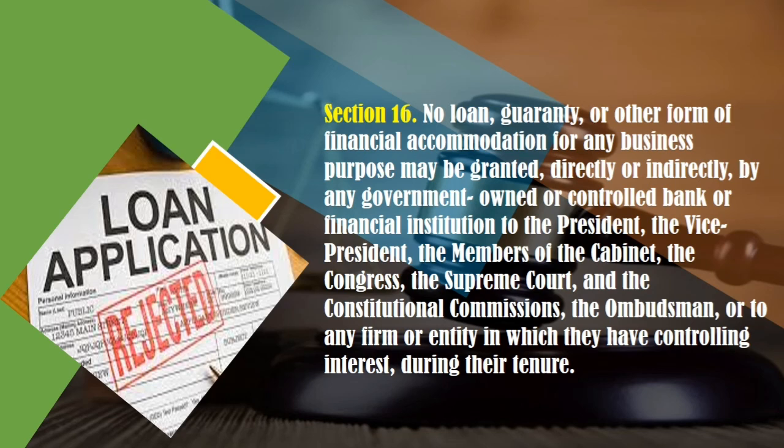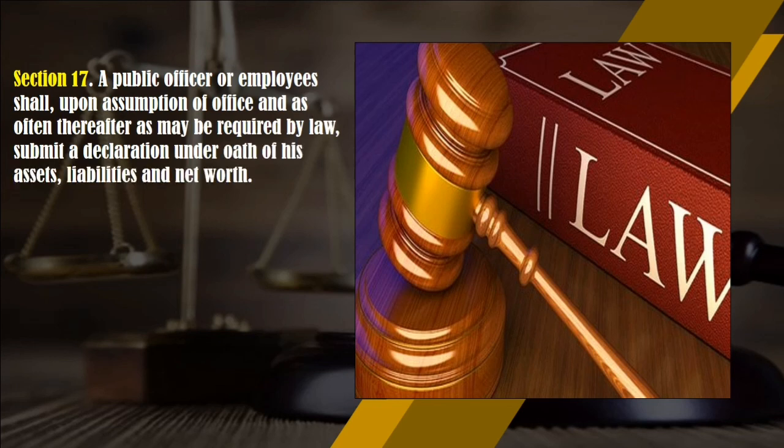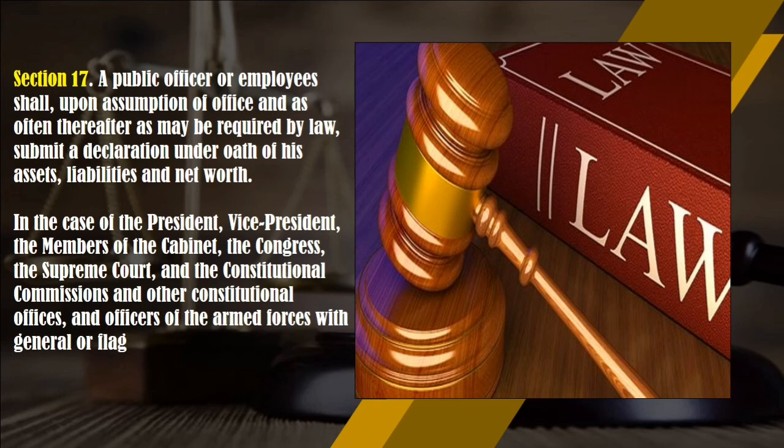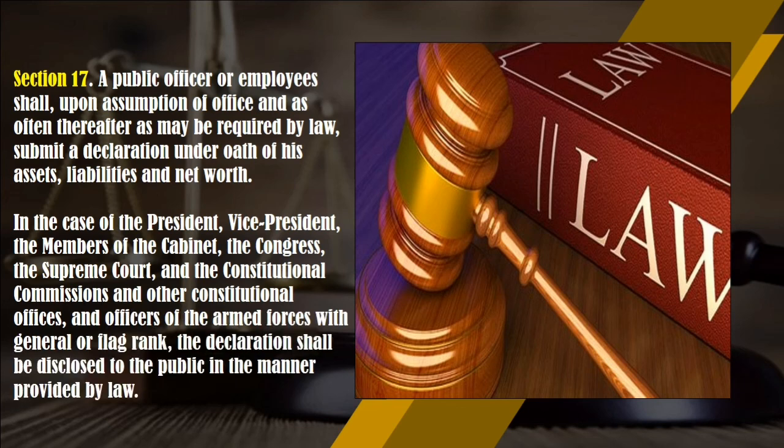Further, class, Section 17 provides that the public officer or employees shall, upon assumption of office, and as often thereafter as may be required by law, submit a declaration under oath of his assets, liabilities, and net worth. So this is where government officials and employees are submitting their statement of assets, liabilities, and net worth, or known as SALN. So in the case of the President, the Vice President, the members of the Cabinet, the Congress and the Supreme Court, and the constitutional commissions and other constitutional offices, and officers of the armed forces with general or flag rank, the declaration shall be disclosed to the public in the manner provided by law.